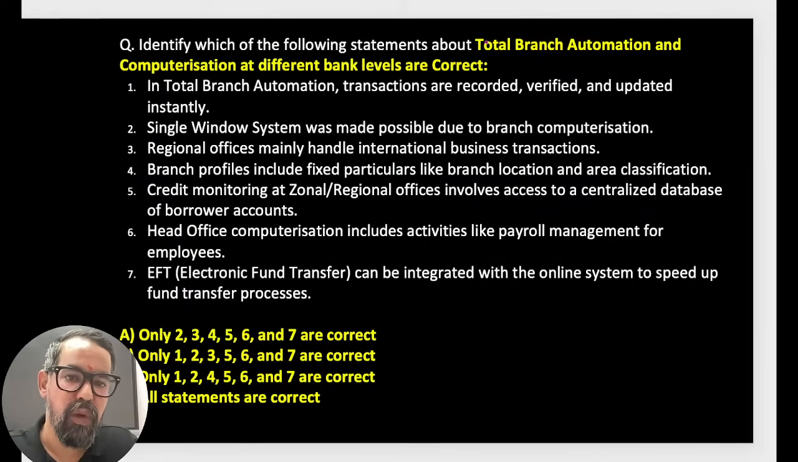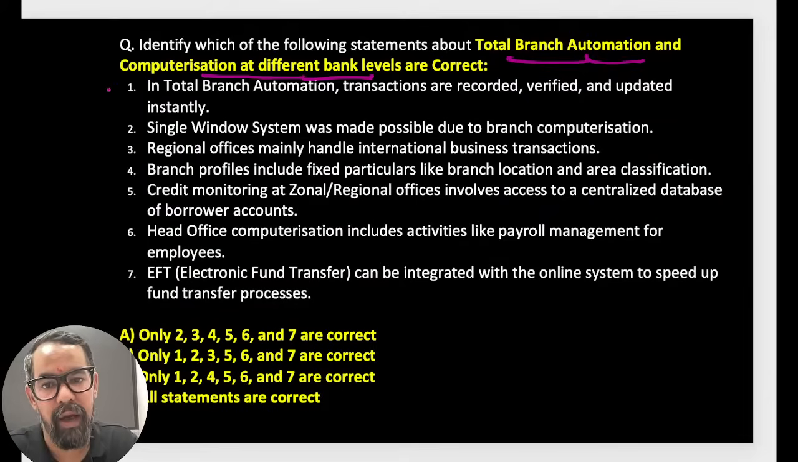Which of the following statements about total branch automation and computerization at different bank levels are correct? You have been given 7 statements. Okay, thank you so much, Vinod sir.